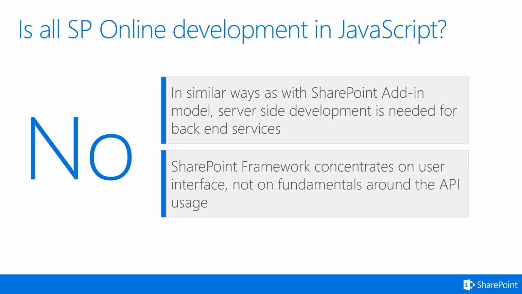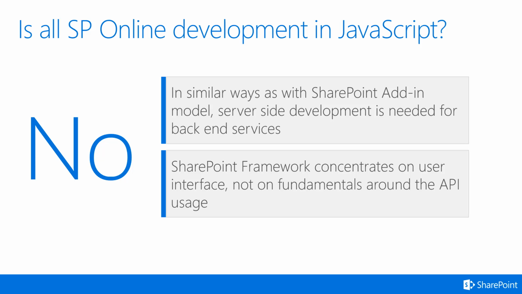Also, this server-side implementation will enable, for example, scenarios where you want to show information from LOB systems, even up to the level that you have a direct connectivity from SharePoint Online back to your on-premises LOB systems. So you can easily access, for example, using Service Bus, information from your on-premises and surface that within SharePoint Online.